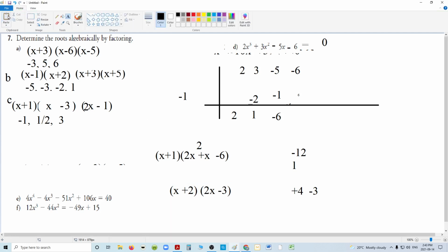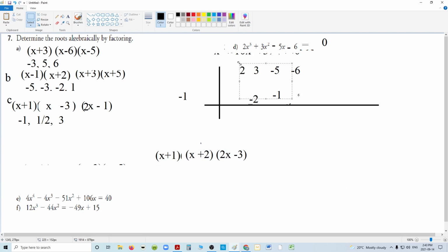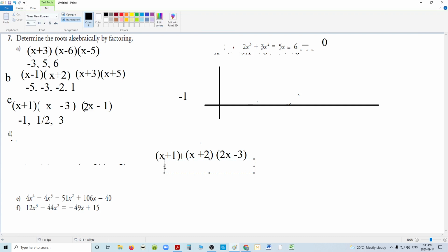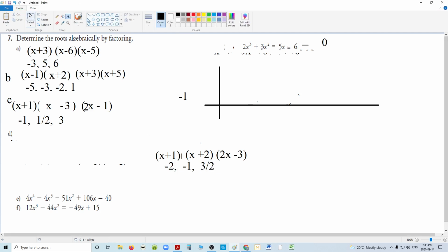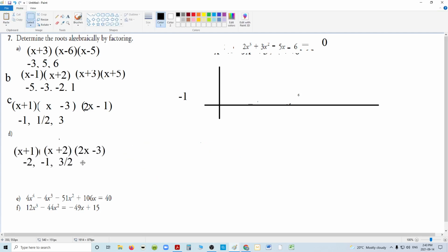Go ahead and expand that to make sure I got it right. But if these are the factors, which I believe they are, that means these are the roots in order. So we'll just put it over here. We'll go on to E.